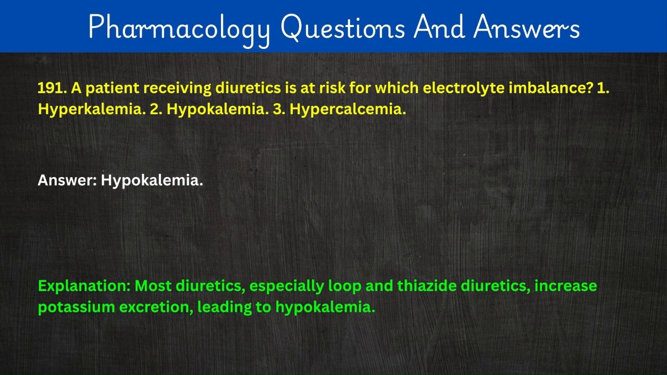191. A patient receiving diuretics is at risk for which electrolyte imbalance? 1. Hyperkalemia. 2. Hypokalemia. 3. Hypercalcemia. Answer: hypokalemia. Explanation: most diuretics, especially loop and thiazide diuretics, increase potassium excretion, leading to hypokalemia.